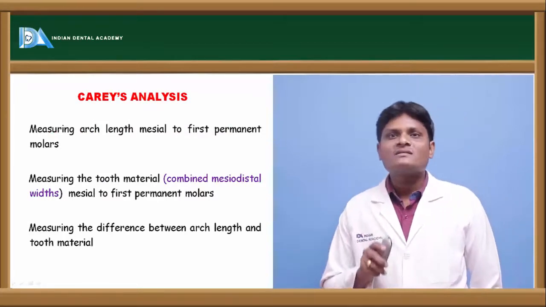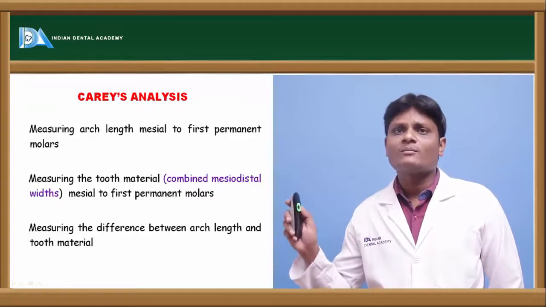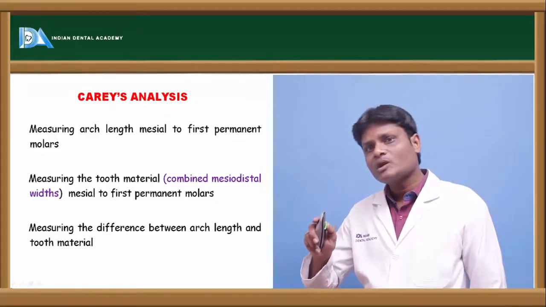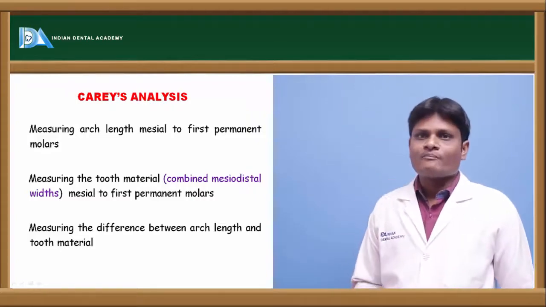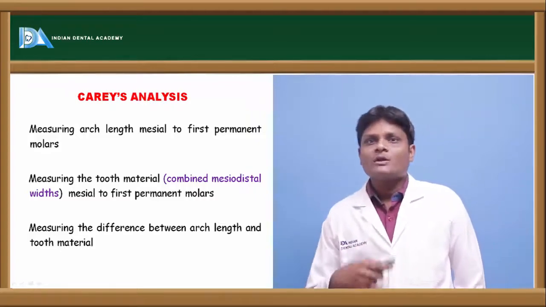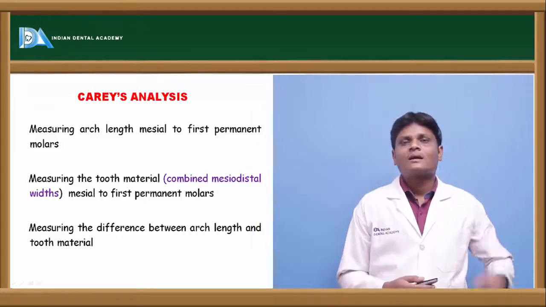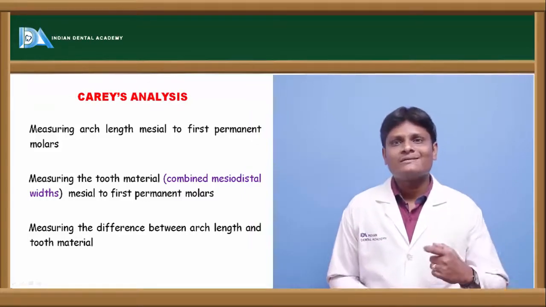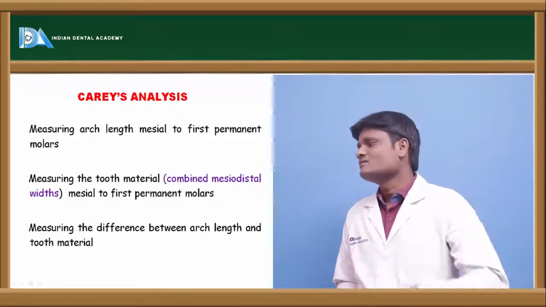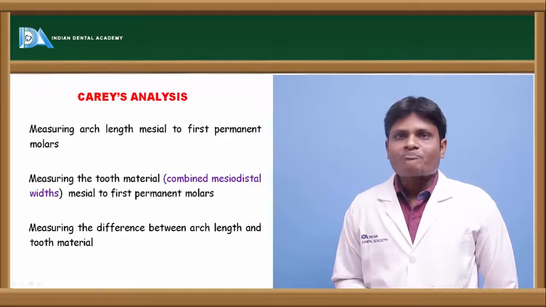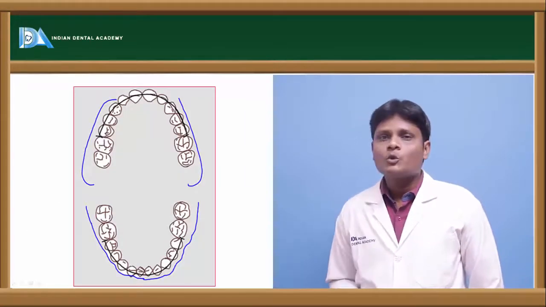First, we should measure the length of the arch mesial to the first permanent molar, that is from second premolar on one side to the second premolar on the other side. Next, we should measure the total tooth material mesial to the first permanent molar. That means combined mesiodistal widths of the teeth extending from second premolar on one side to the second premolar on the other side is measured. Now, we should measure the difference between arch length and tooth material.